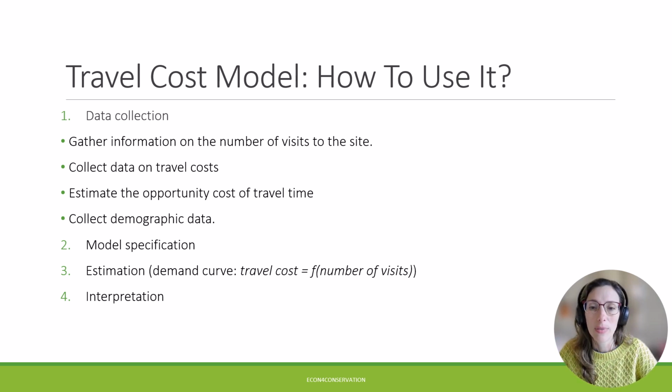The third step is the estimation. This method is nice because we estimate the demand curve for the site, how the number of visitors changes as travel costs increase. The area under the demand curve represents the total value visitors place on the site and is known as consumer surplus.